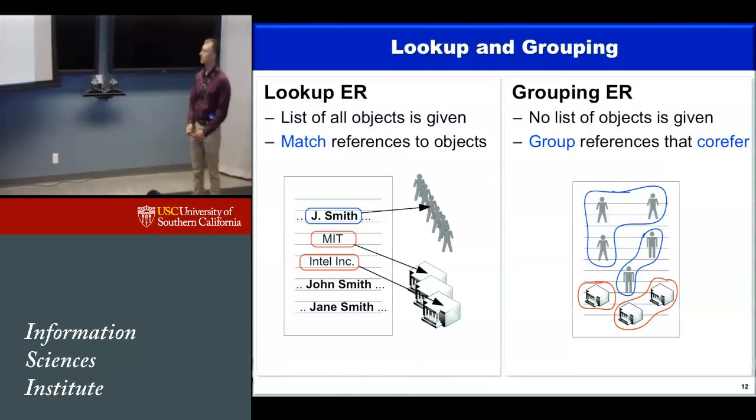In lookup, you're given a clean list of objects, a canonical representation of all objects that are possible in your data set, and your task is, for each reference in your data set, to pinpoint the correct object. Grouping is where you are not given any list of objects. You just have lots of different references, and for each pair of references you need to say co-refer or don't co-refer. So that's the grouping challenge. Lookup basically corresponds to the classification challenge, and grouping corresponds to the clustering challenge.